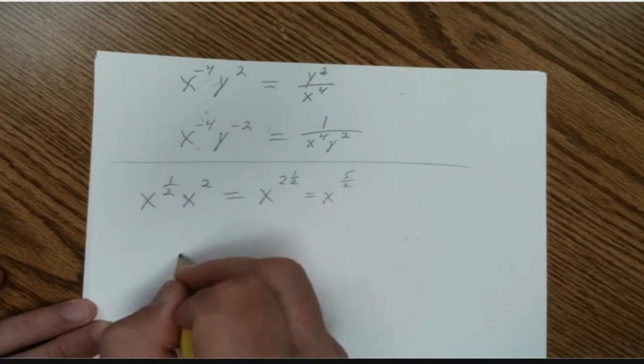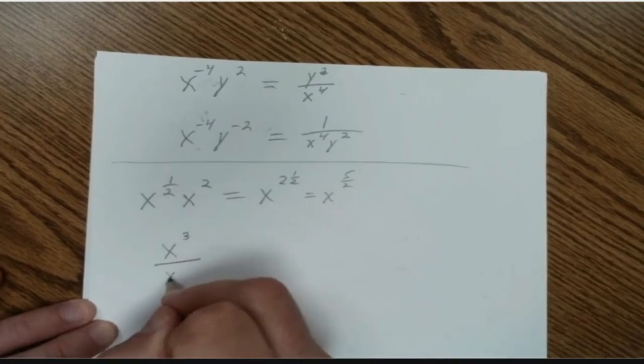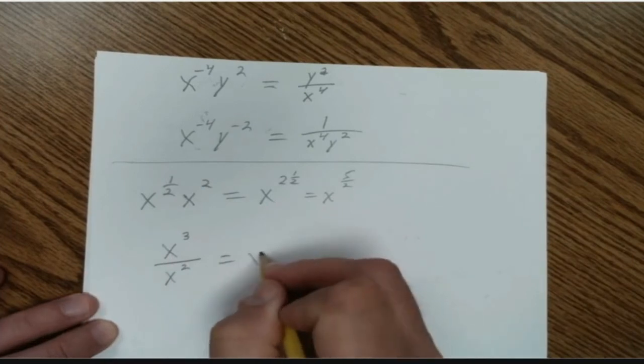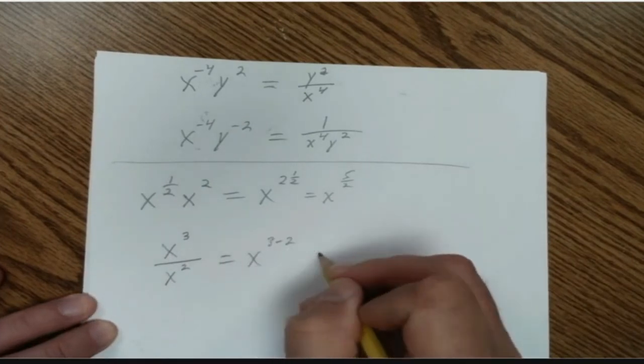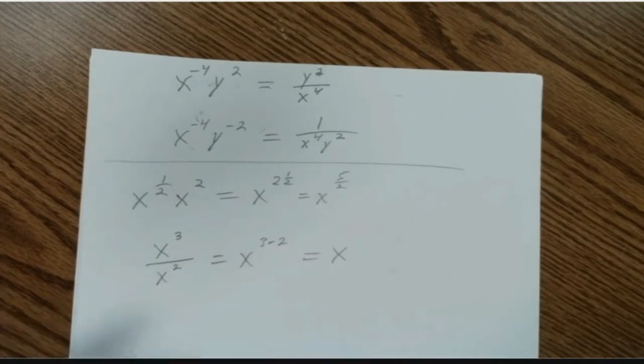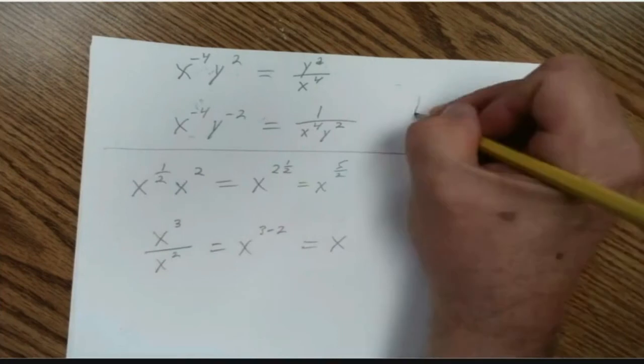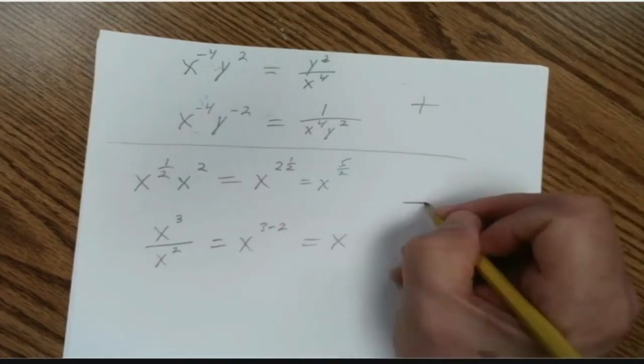When we divide x to the third divided by x squared, that's the same as x to the 3 minus 2, which is the same thing as just x to the first power, which is just x, because we subtract. So the product property and the quotient property are the two big things, where we add here, we subtract here.